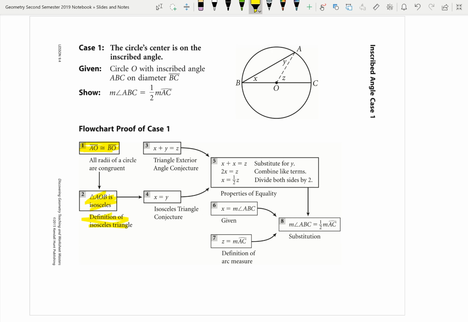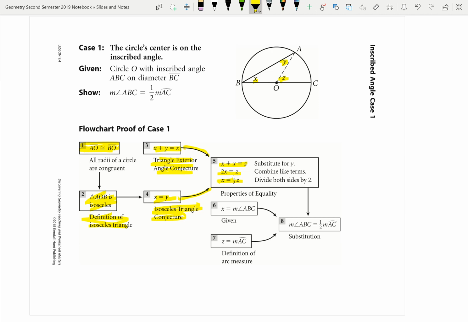And separately here, we can see that we have an exterior angle Z, and Z is going to be equal to the sum of the remote interior angles, and X will equal Y because of the isosceles triangle conjecture, and that has to do with the base angles of an isosceles triangle being congruent. Then we can see how both of these are going to feed into this, where I substitute in X for Y, combine like terms, and then divide both sides by 2. And those are all properties of equality.